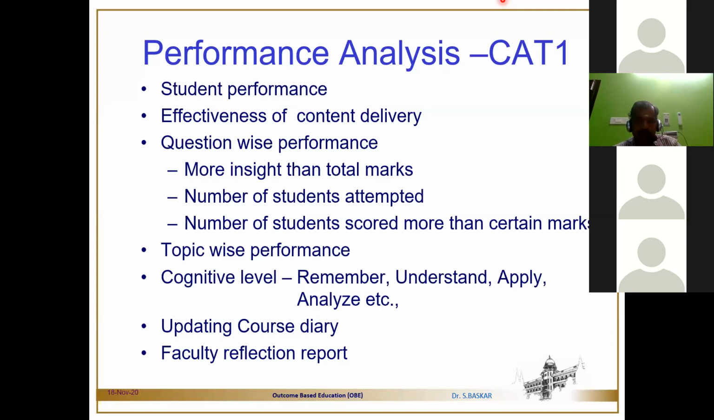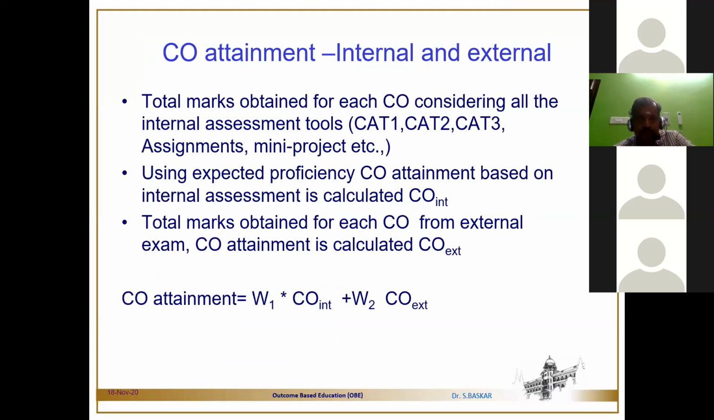At the end of CAT 1 or any internal assessment, we need to write the faculty reflection report in the course diary. Then we will calculate the CO attainment based on the internal assessment. Then we will calculate separately for the external attainment. The same methodology is used for the end semester examination also.